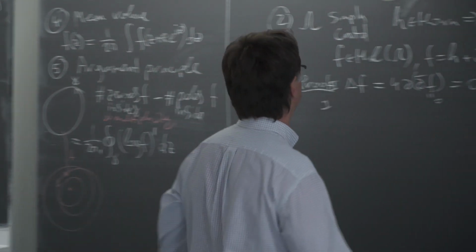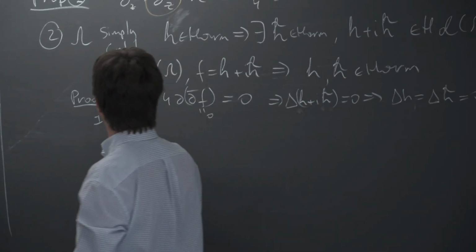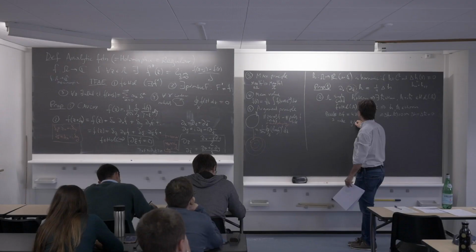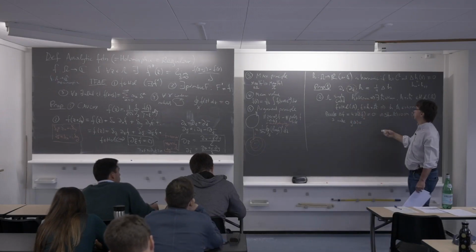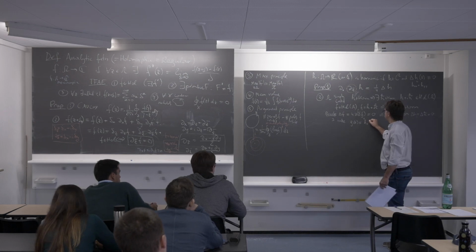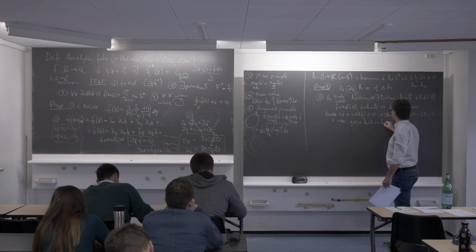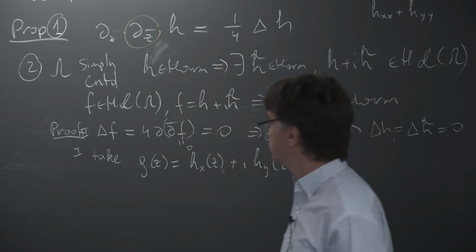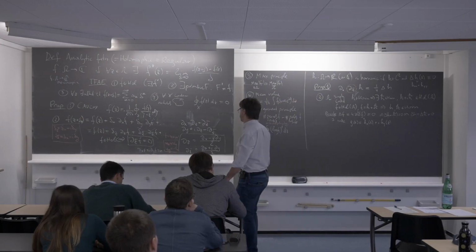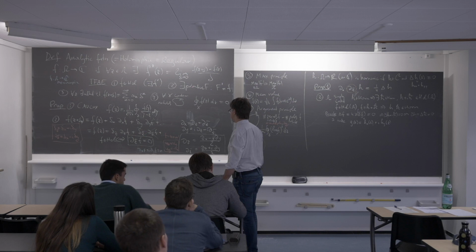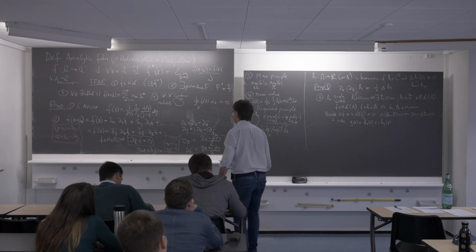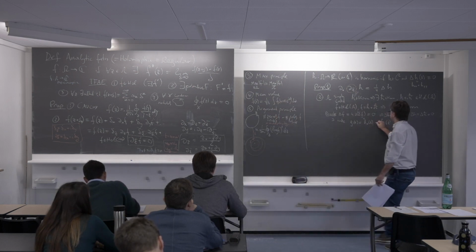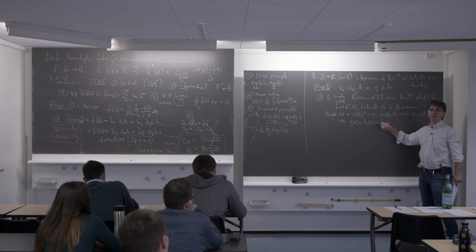So what you do for the first one, we take the function g of z to be something like h_x of z plus i h_y of z. And the exercise is to figure out whether it should be plus here or minus here. So it should be u_x plus u_y. So I should have what? Minus v_x, yeah. I think it should be minus. So the exercise is to figure out whether it's plus or minus.